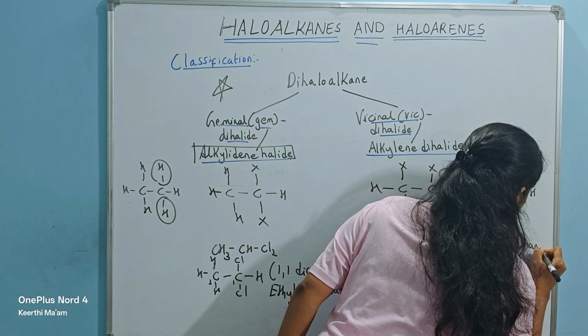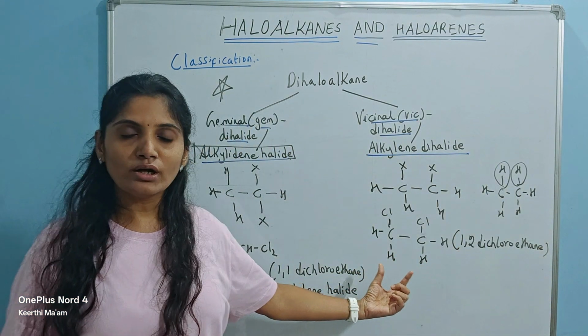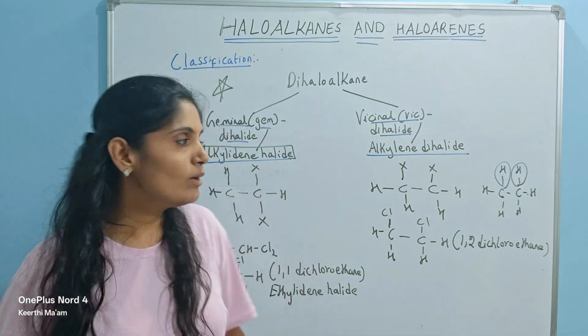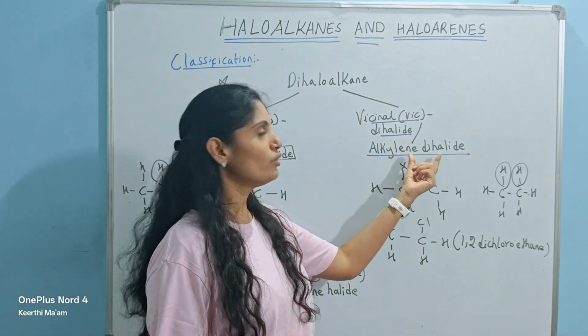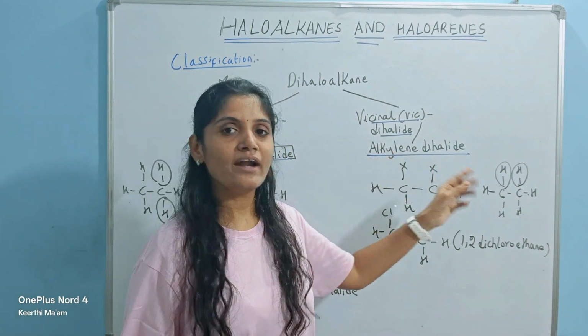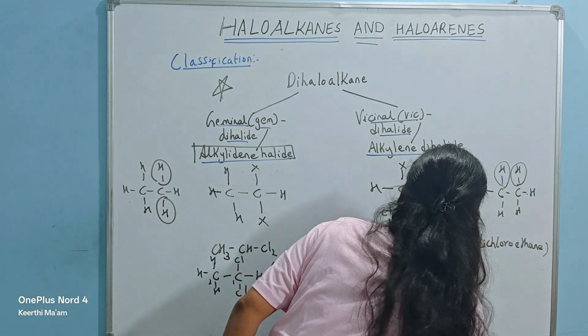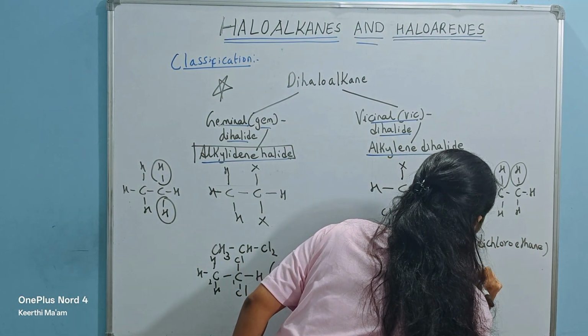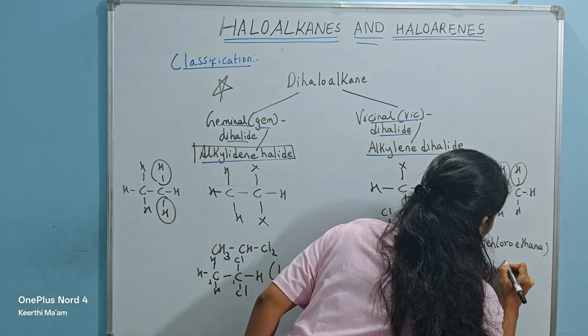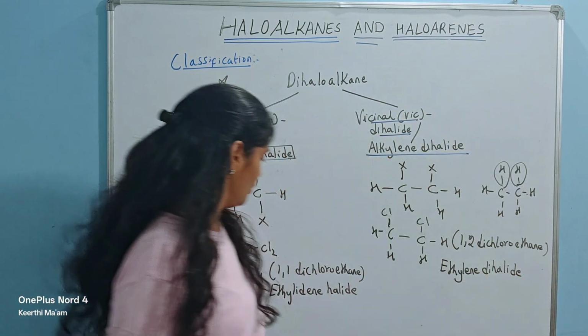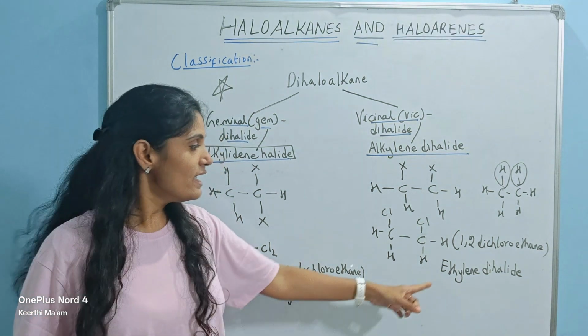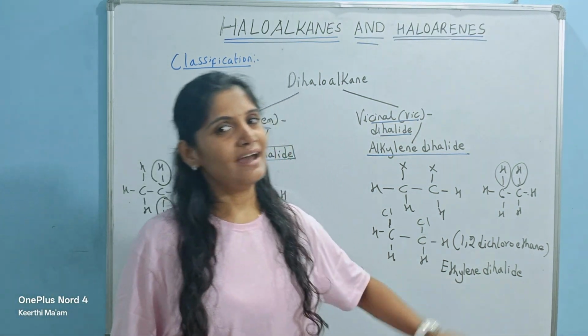1,2-dichloroethane. This will be the IUPAC name of this particular compound. What will be the common name of that compound? See the format here to write the common name: alkylene dihalide. We are writing in terms of ethane, so how will I write it? As ethylene. I will write it as ethylene dihalide. Here it is your ethylene dihalide.